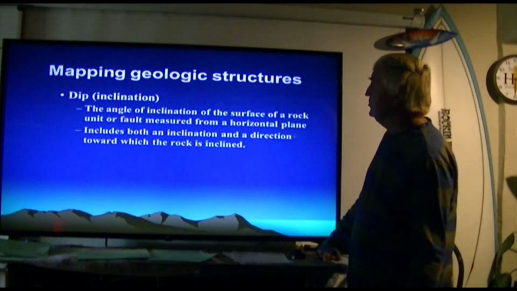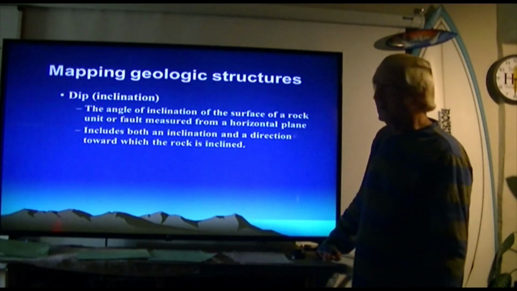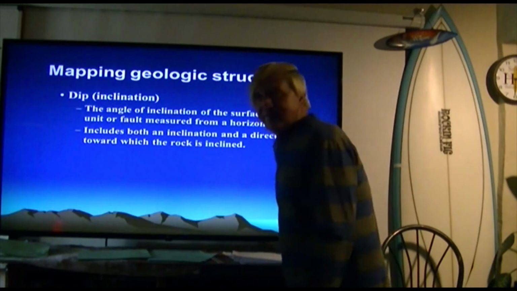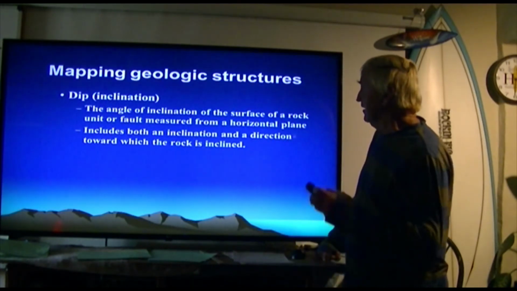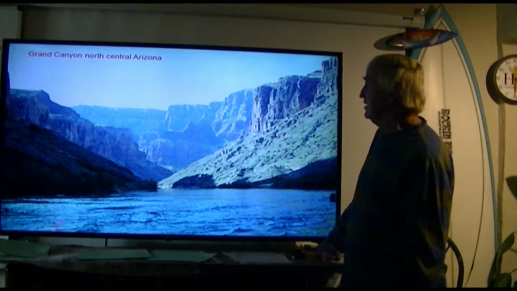And so we map these structures. We look at the dip, the inclination. In the case of the Grand Canyon, there is no dip. So these basically are flat rocks. And that's what we see in the Grand Canyon, no dip.